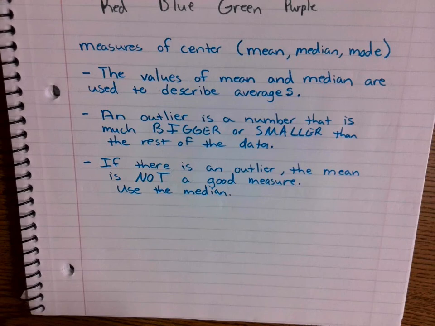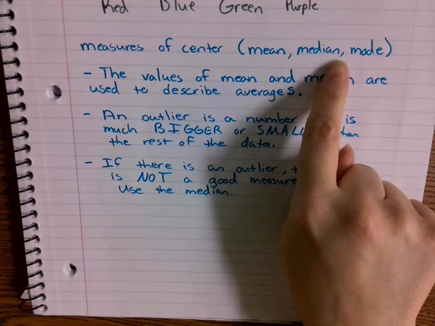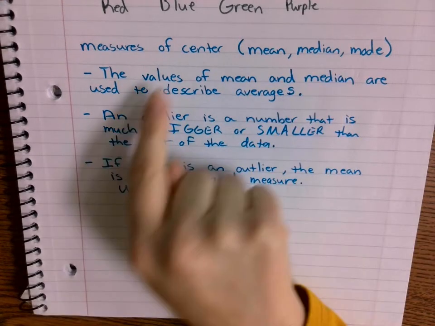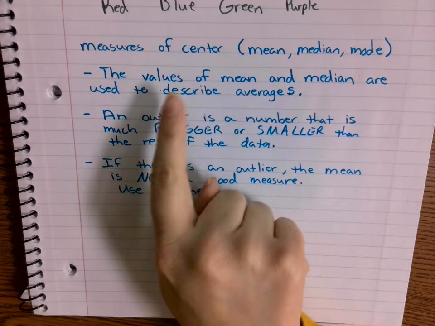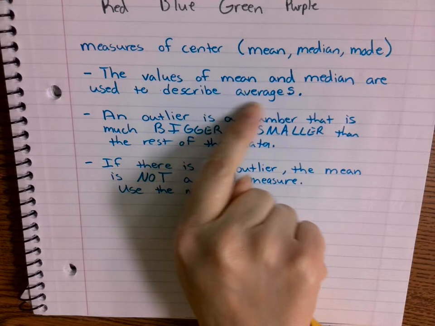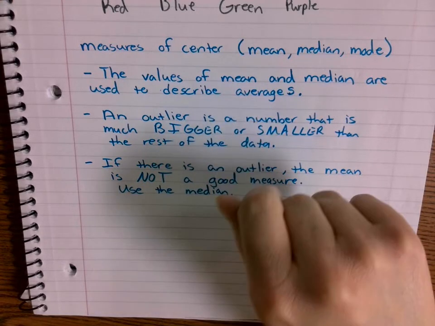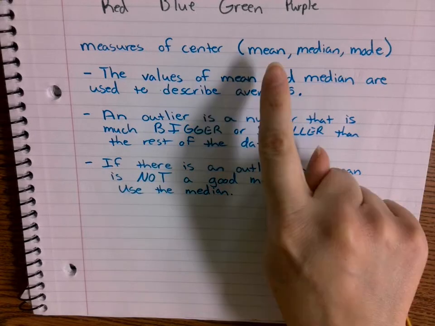We were displaying the different ways data can be displayed, and we talked about measures of center and what that represented. We've got the mean, median, and mode as our measures of center. Remember that mean and median can both be used to describe averages. So when we're talking about a test average or average height in a classroom, things of that sort, we focus on just the mean and/or the median.